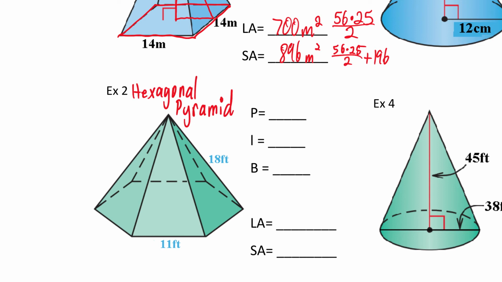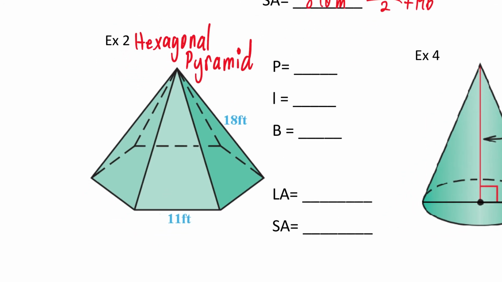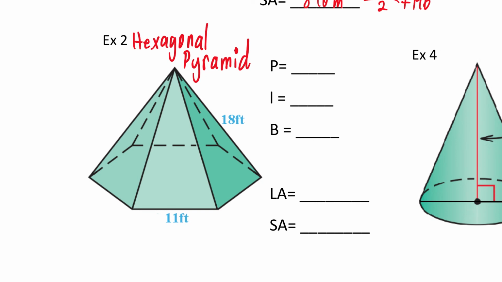All right, so what does the capital P stand for? Perimeter of the base. So what's the perimeter of this base? 66. I mean, assuming this is a regular hexagonal pyramid, and it is, it's 11 plus 11 plus 11 plus 11 plus 11 plus 11. So this is 66.